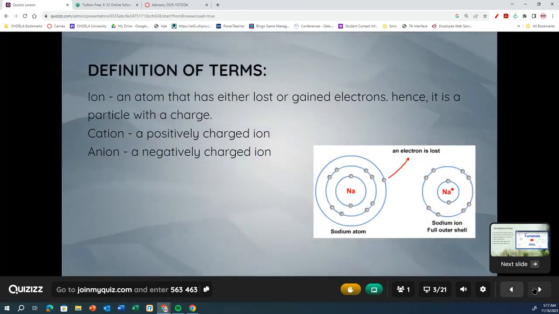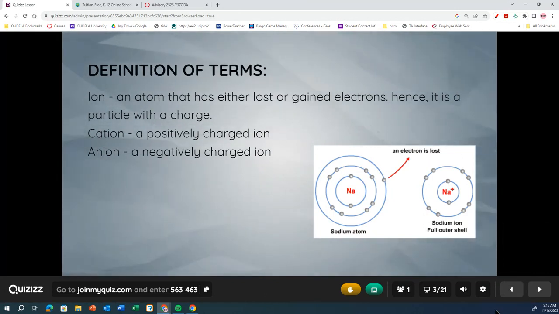So an ion is an atom that has either lost or gained electrons, hence it is a particle with a charge. A cation is a positively charged ion, an anion is a negatively charged ion. Here's an example of a sodium metal transferring an electron, or losing an electron. The sodium ion now has a full outer shell. It's lost a shell. Sodium is in group 1, so it has one valence electron. So it is more stable in this form, even though it is a particle with a positive charge.